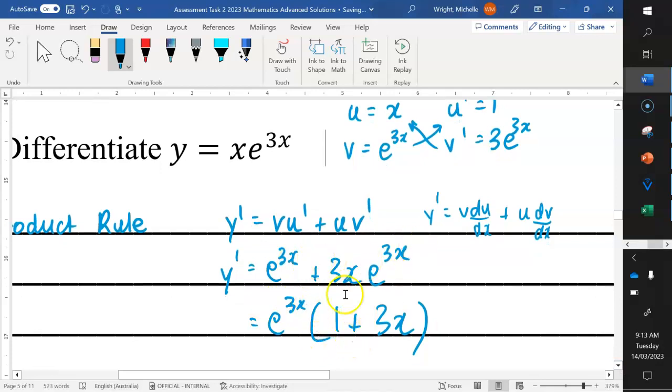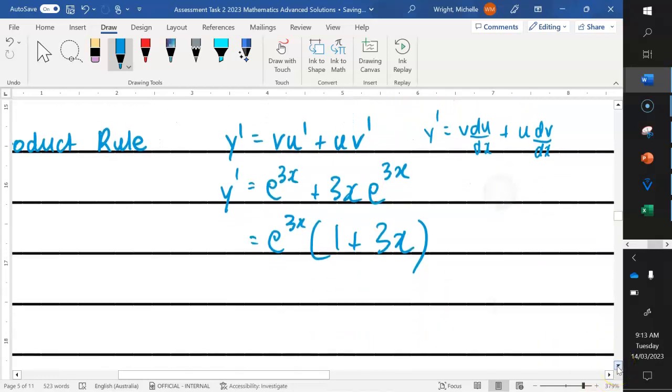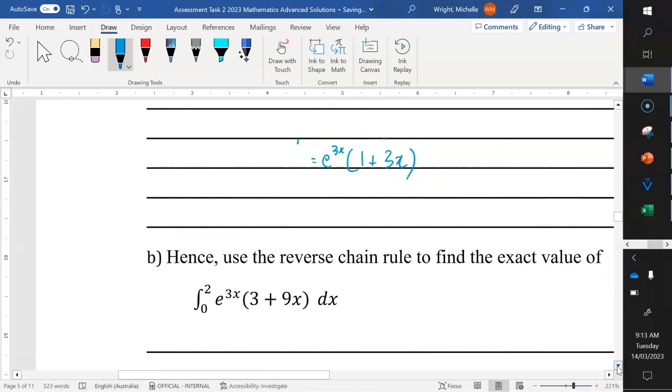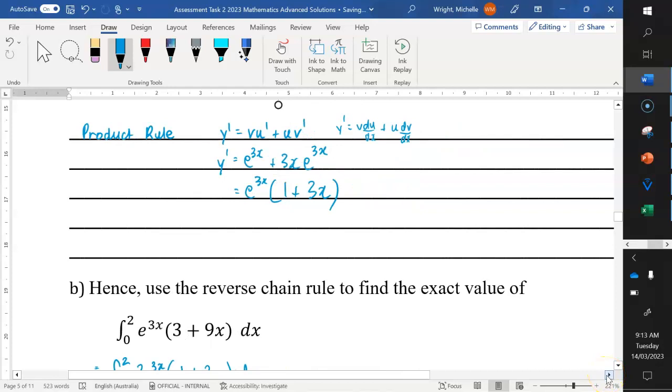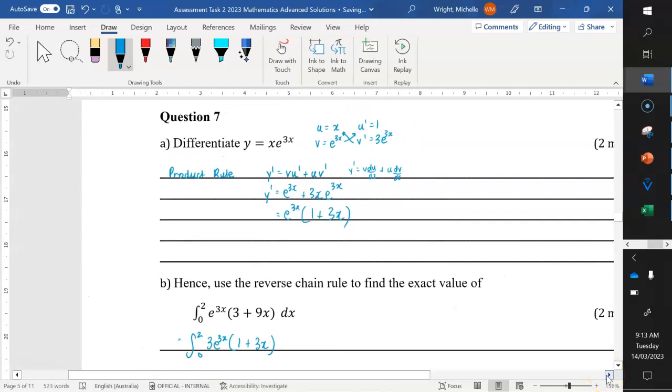This is correct, but I'd like to see it like this as well, because if we were looking at stationary points, we could not do that in this form. We need to look at it in this form here. And if we have a look at the next question, it's saying, hence, use the reverse chain rule. Okay, so let's have a look at what we've got.